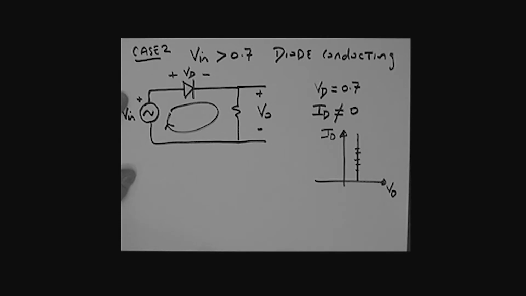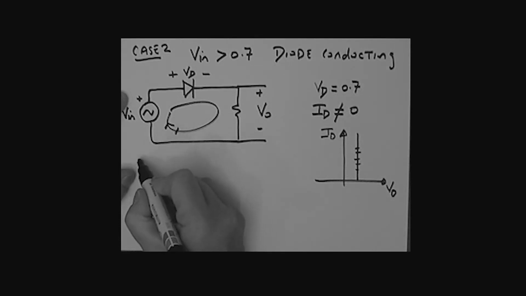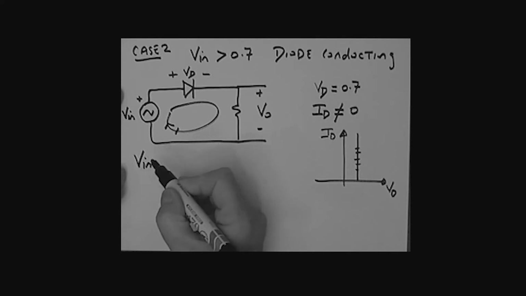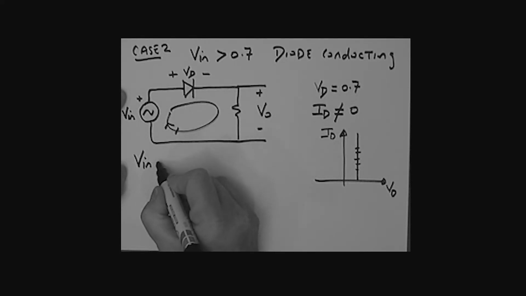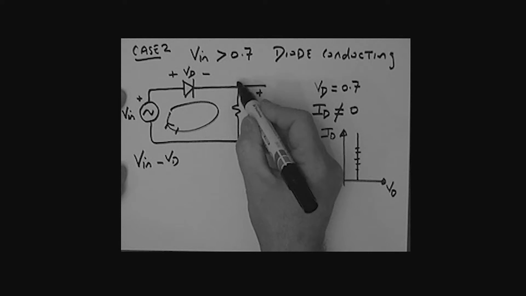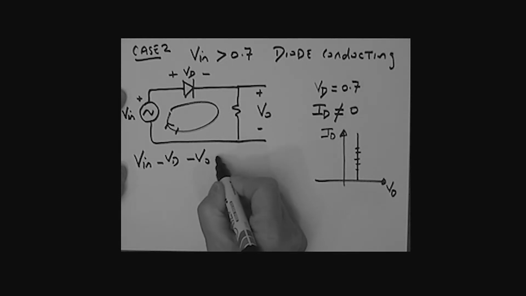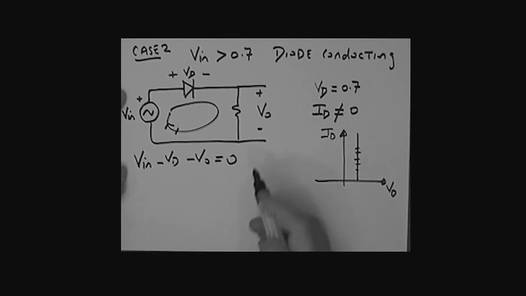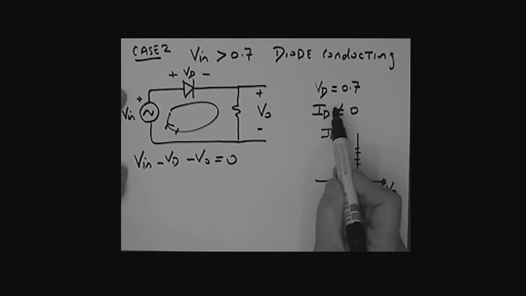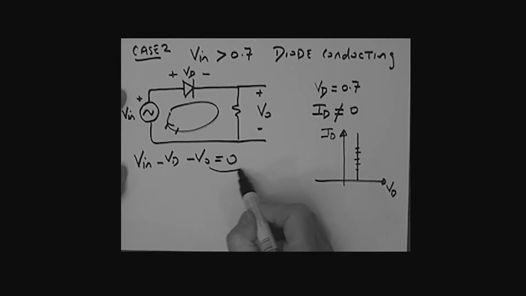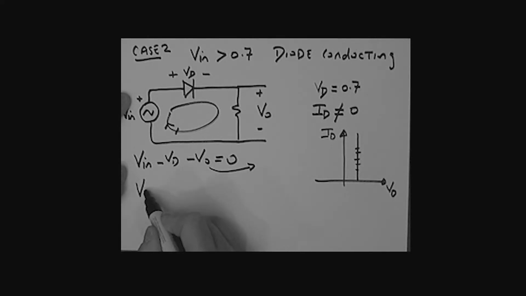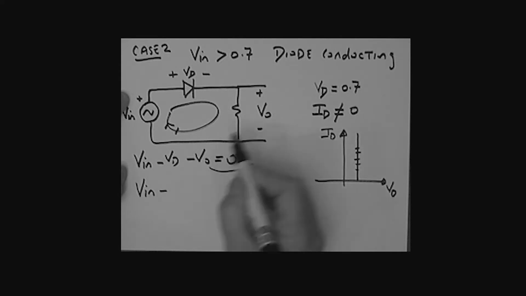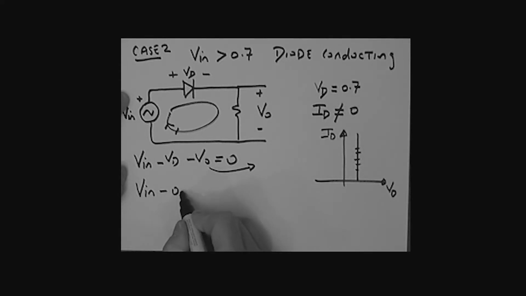Okay? All right. Once again, what are we going to do? We're effectively going to take a loop. So let's go around the loop. What do I have? I have V in, going up. I have minus VD, and then of course dropping here, I have a minus VO, all equals 0. VO is clearly non-zero because the current is non-zero. If I take the VO to the other side, then I have V in minus, let's put in the value of VD now. What is it? It's 0.7, so V in minus 0.7 is equal to this output voltage VO.